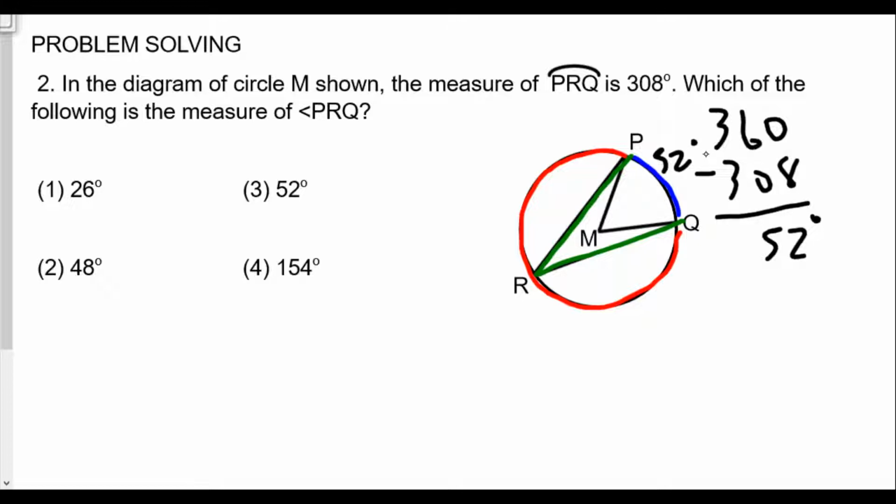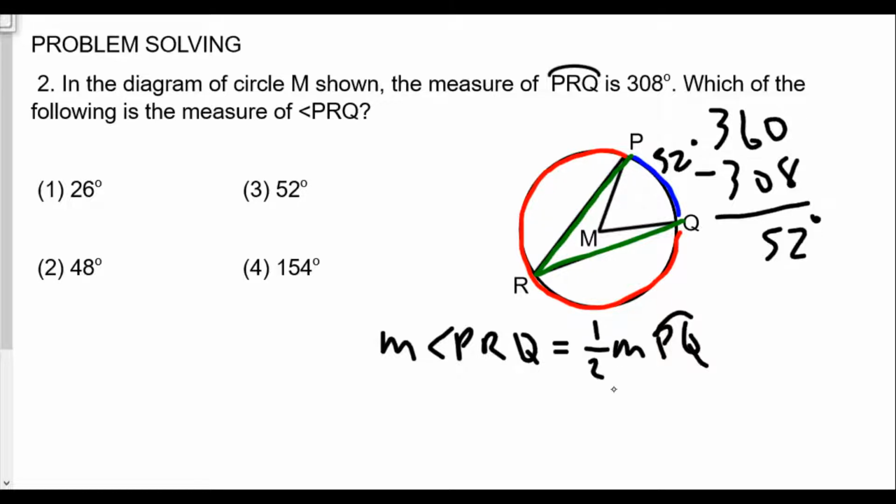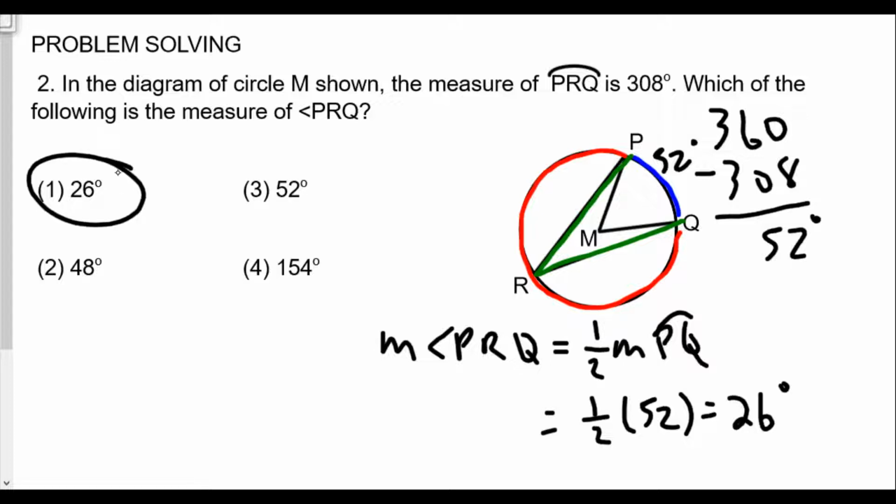Now, if we're trying to find the measure of angle PRQ, we know in this case that it is not equal to the measure of arc PQ, but instead equal to 1/2 the measure. So for angle PRQ, we'll look for 1/2 of 52, and that's 26 degrees. And that's why for question number 2 the answer is choice 1.